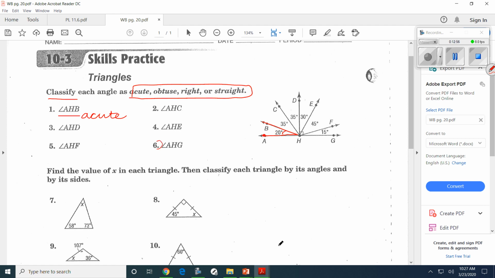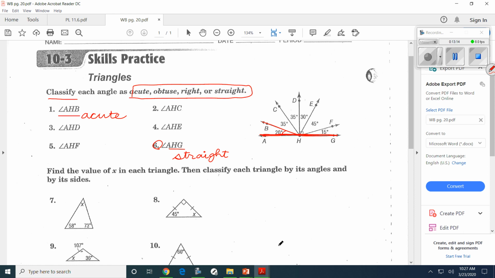Let's look at number 6, angle AHG. AHG happens to be this angle, which happens to be a straight line. We didn't talk about that, but hopefully you recognize a straight line when you see it. So I just say straight.